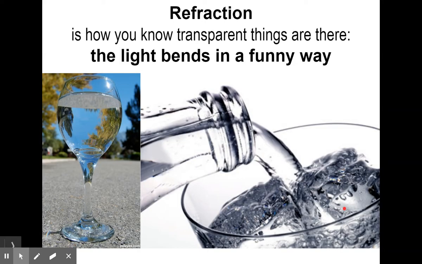Refraction is how you know transparent things are there. Because if the light just went through and it didn't bend in this funny way, you would not even see it. So look at this glass. I guess you'd see this little reflection here. But the light bends, and you can tell when there is water in something because the water bends the light differently than the air does. So that's how you see these clear liquids and clear things, is when they bend the light. If they don't bend the light, you don't see them.